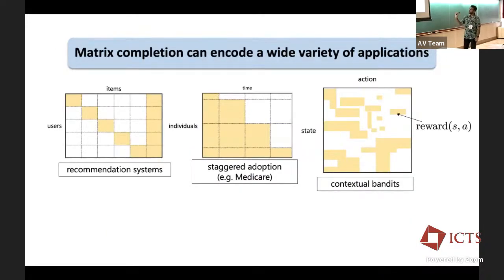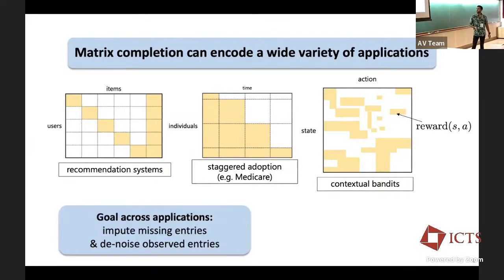And so what I want to first leave you with is that matrix completion can encode a wide variety of applications. Just three examples would be recommendation systems, which are classical, staggered adoption settings like policy settings in economics and large-scale engineering systems, and also things like contextual bandits. Okay? And so the goal across many of these settings is to impute the missing entries and also to denoise observed entries, because you can think of each entry which you observe as also noisily observed.